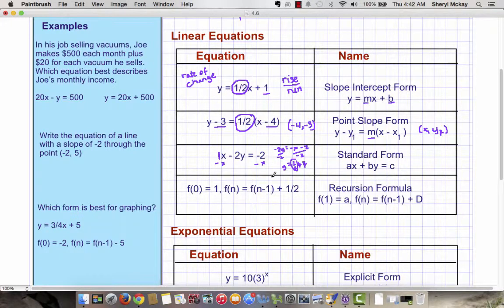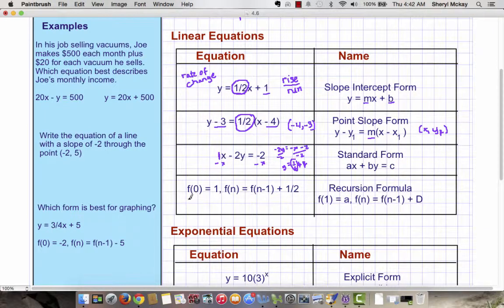Sometimes standard form helps you when you're solving a word problem. It just kind of makes more sense to see it as a word problem. And you'll see some examples of that in the efficiency experts. Take a look at this next one.